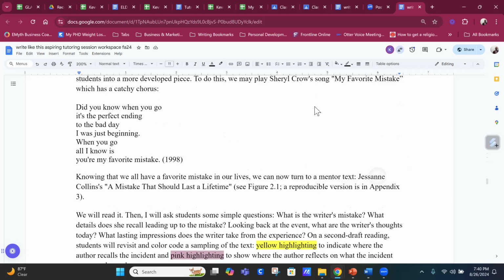And it has some very interesting lines here. Did you know when you go, it's the perfect ending to the bad day? I was just beginning. When you go, all I know is you're my favorite mistake.